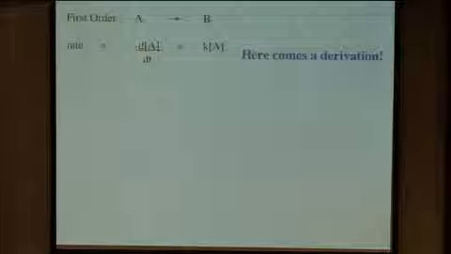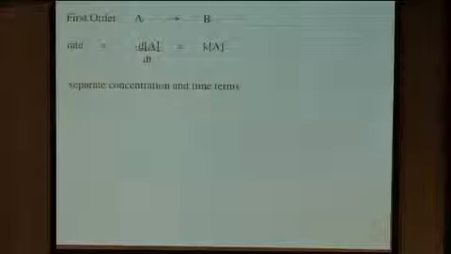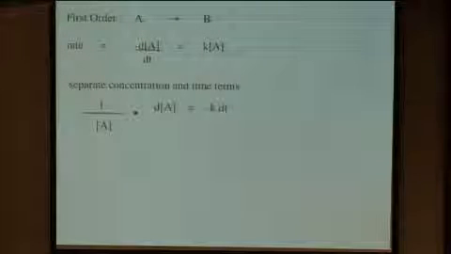So now we can do a derivation. In this derivation, we're going to separate our concentration terms and our time terms. We're going to move everything with concentration to one side and things with time to the other side. So on one side, we can have 1 over the concentration of A, which we're going to bring down here. We have dA over here, and then we have our negative sign and our k over here, and move dt also over to the other side. So now we have concentration terms on one side and time terms on the other side.